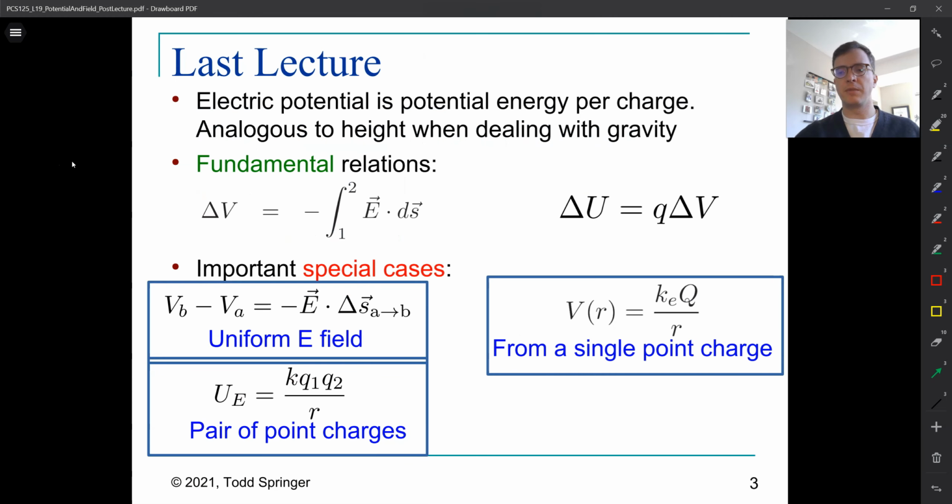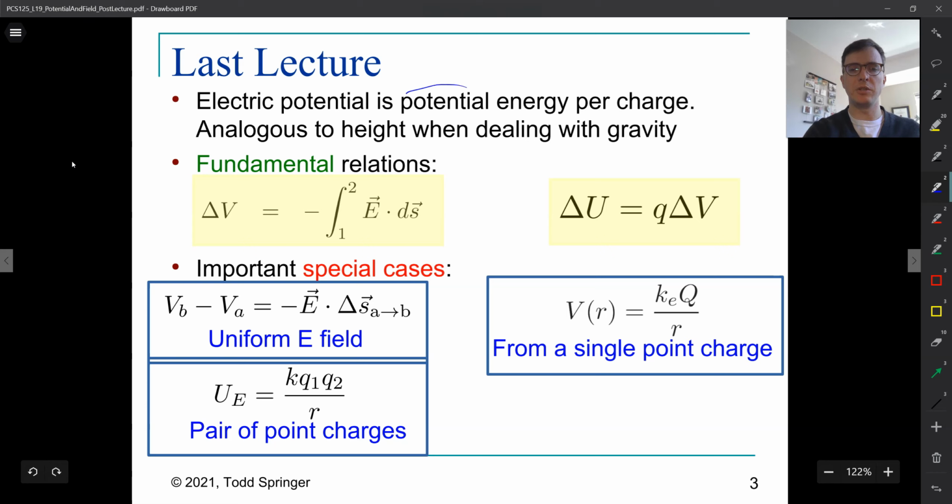So just to remind you of some of the important concepts from what we've covered previously, these are the fundamental relationships. So this one and this one, we're talking about the relationship between electric potential and electric potential energy. So electric potential is potential energy per charge, okay? So it's sort of telling you, if I were to put a charge at a certain place, how much potential energy would it have? And that's what delta U equals Q delta V is telling you.